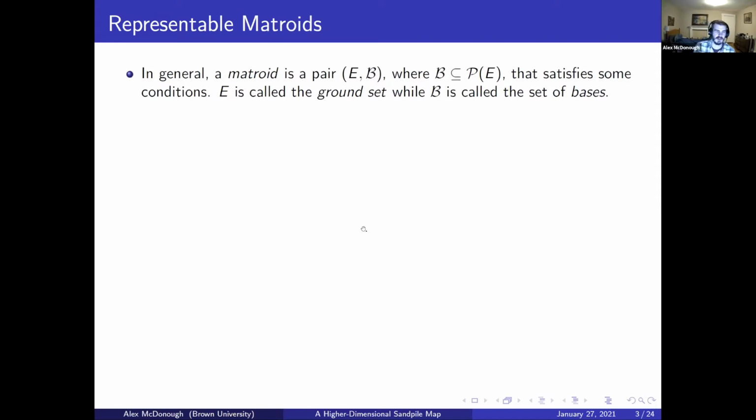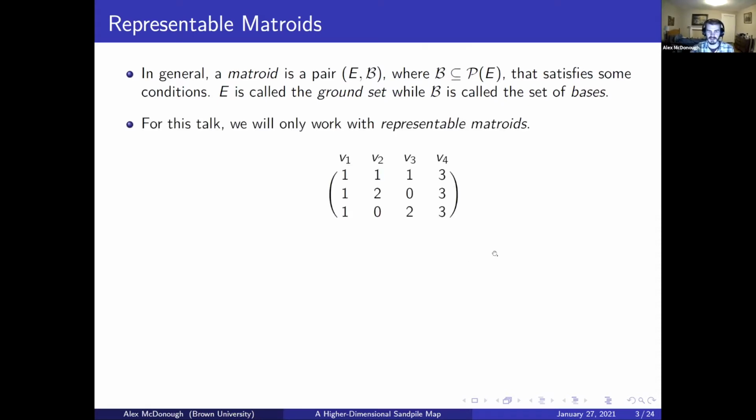All right, so let's talk about representable matroids. A matroid is a pair. There's some set E, and then some subset of the power set, which is the set of bases, and E is called the ground set. There are some conditions that this B has to satisfy, and they're actually pretty nice, but I'm not even going to get into them for this talk because we only need representable matroids.